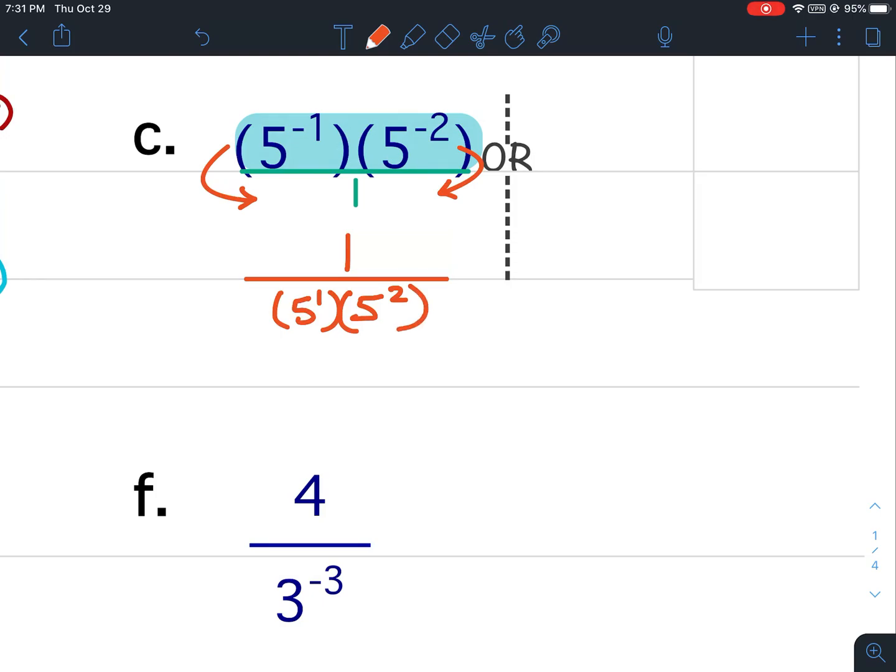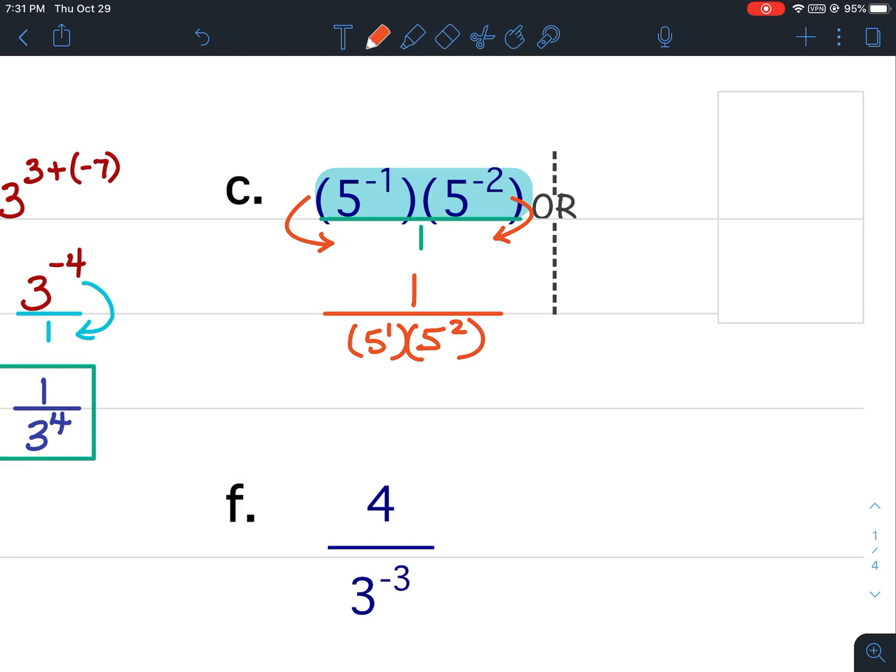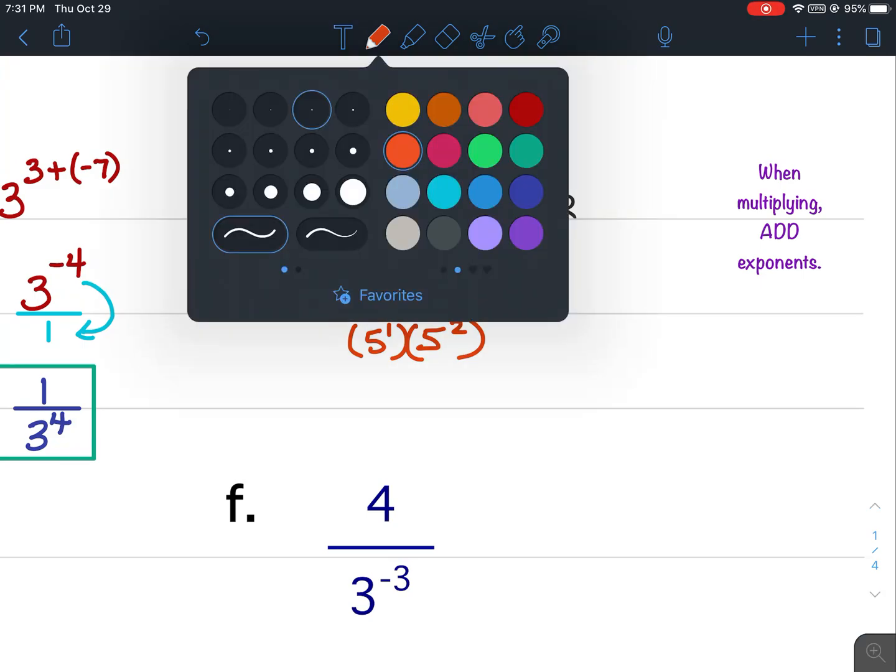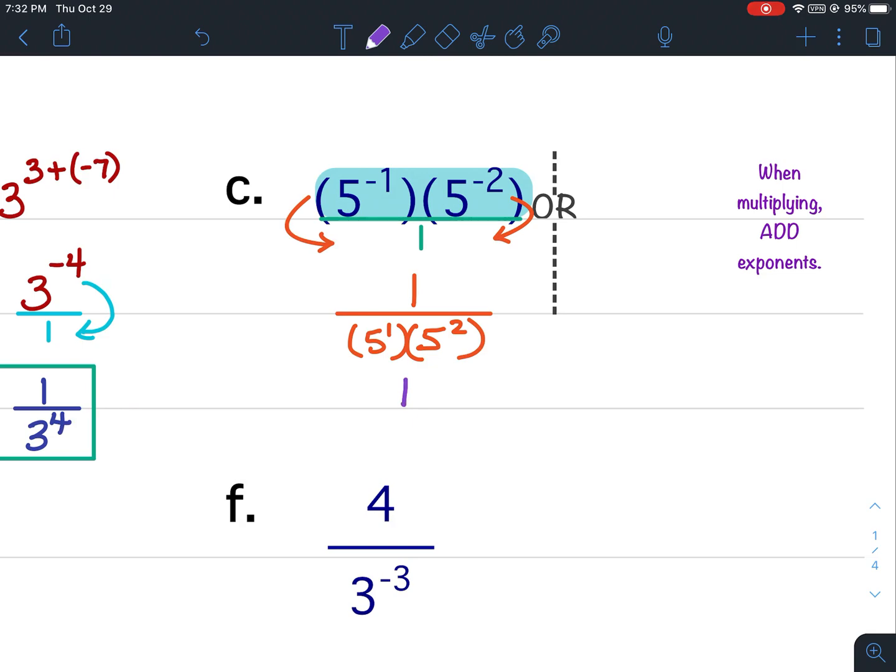Now, if you remember, when we multiply, you add exponents. When multiplying, we add exponents. Even though this is a fraction and it looks like a division problem, because both 5 to the first and 5 to the second are in the denominator, they're being multiplied, so I'm going to actually add those exponents together. So this would simplify to 1 over, 1 plus 2 would be 5 to the third. All right, that's one way of doing it.